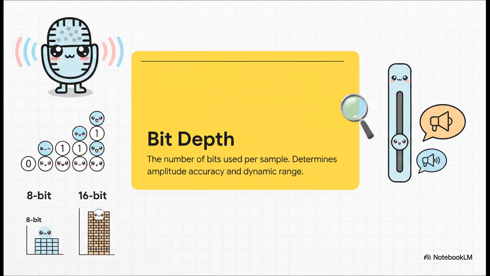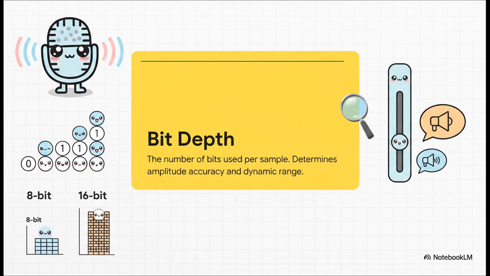So, while sample rate is about how often we measure, bit depth is the number of bits used per sample to record the actual amplitude or volume. A higher bit depth gives us a much wider dynamic range. And what does that actually mean for us? It means we have way more digital levels available to use, letting us capture the difference between the quietest little whisper and the absolute loudest shout with crystal clarity.